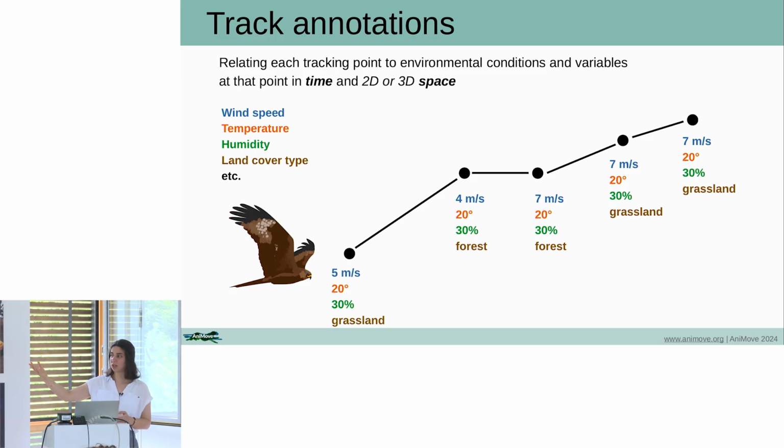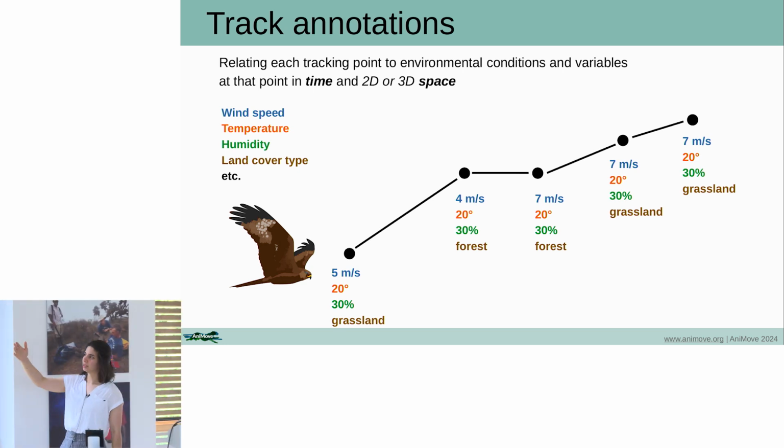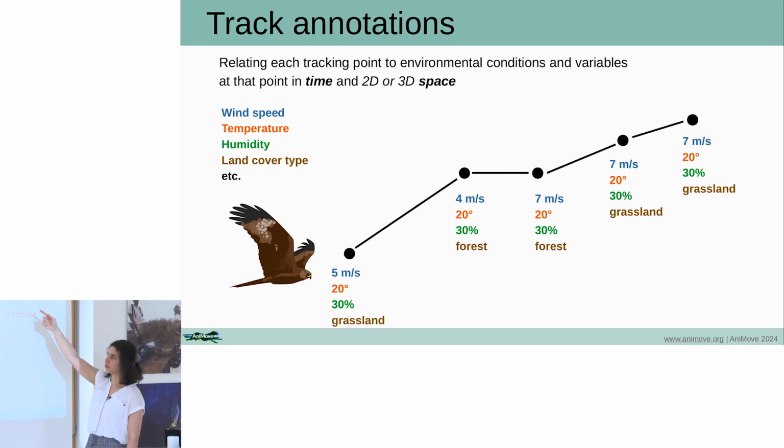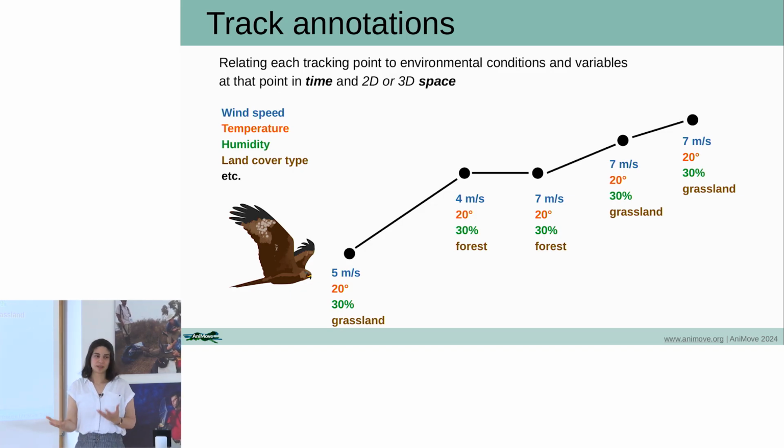But if you have a bird or a bat or anything in the air, you might want to look at the 3D space because it's latitude, longitude, but also the altitude. So here I have some examples. We have, for example, wind speed, temperature, humidity, land cover type that we can extract for each of these points. And some of these variables are more dynamic than others.